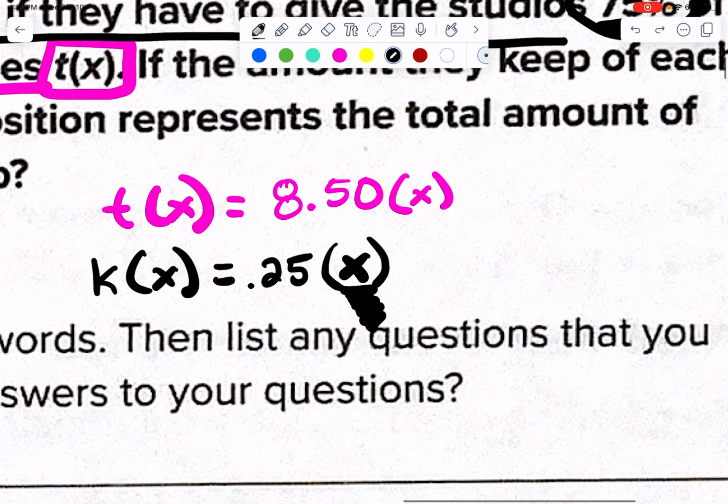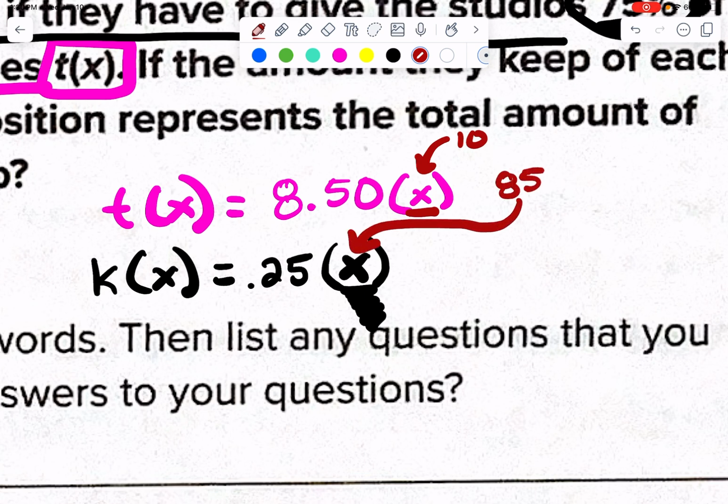So here's the deal. Just hypothetically speaking, let's say we sell 10 tickets, right? If I sell 10 tickets, then I have to plug 10 into here. 10 times 8.5 is $85. Then I would have to plug that number into here to figure out how much money I get to keep, whatever that is, 0.25 times 85.